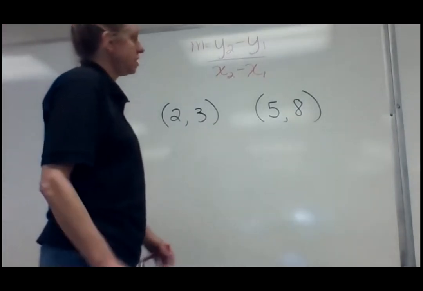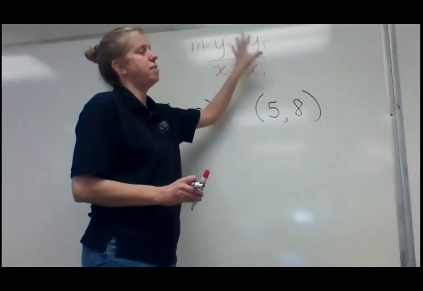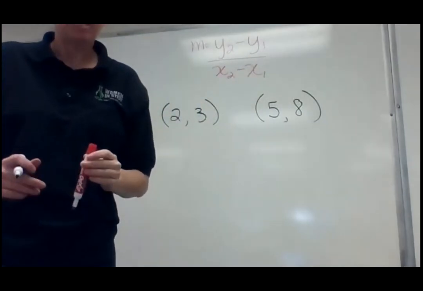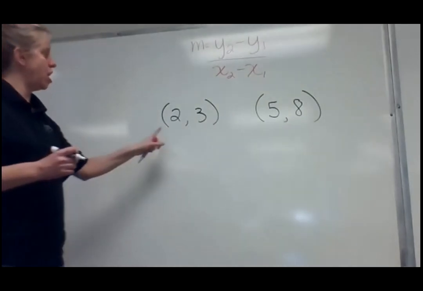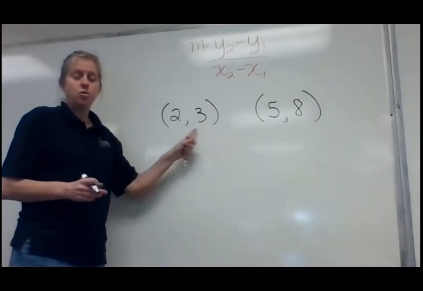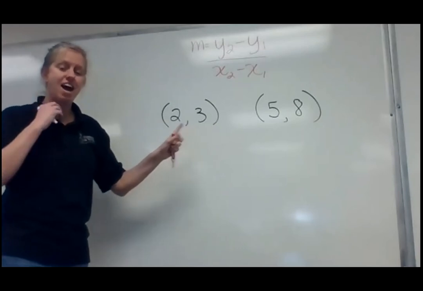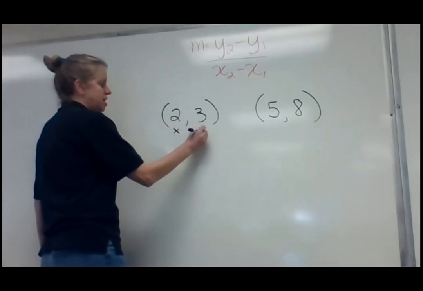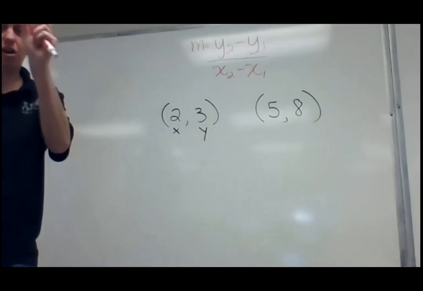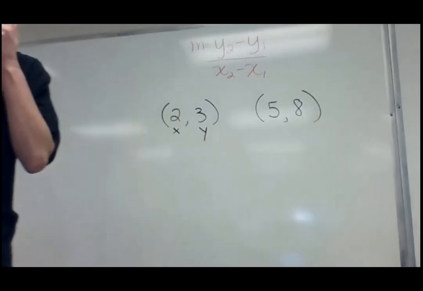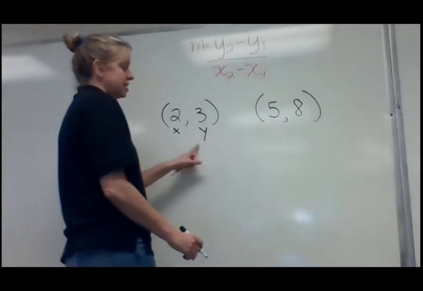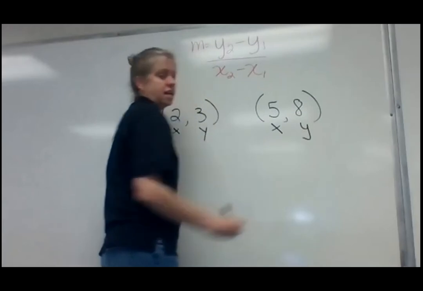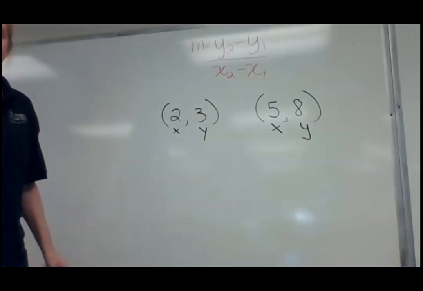Now, the main thing that happens here is people just put stuff in the wrong spot. Okay, so remember, if you have a point, you have an ordered pair, right? And every single ordered pair has coordinates. The first number is your x, the second number is your y. So if this is a point, it's got its own x and y. If this is a point, it's got its own x and y.